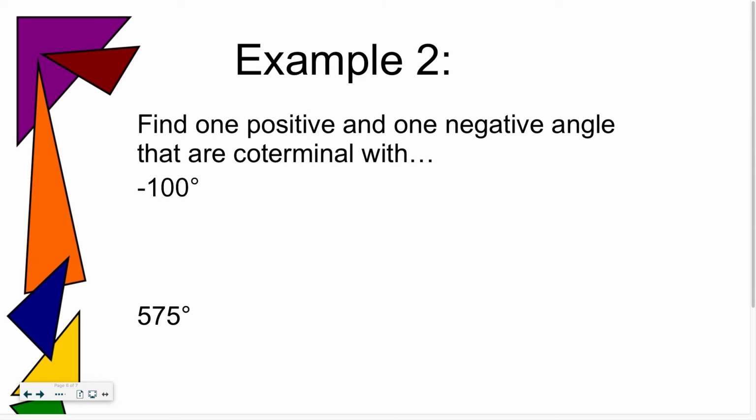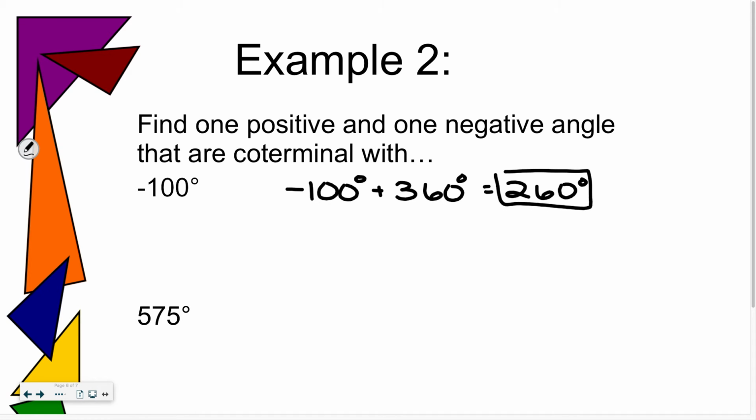So here's an example. You'll have some problems like this in the homework. Find one positive and one negative angle that are coterminal with the given angle. So if I were given negative 100, to find a positive coterminal angle, I would add 360. 260 degrees is the same angle as negative 100. One is positive and one is negative. So I got my positive coterminal angle.